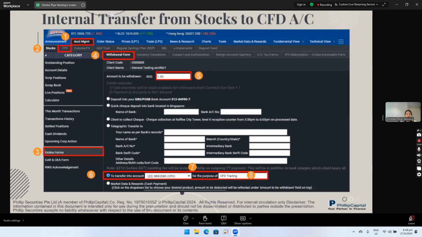Now, there's the internal transfer from stocks to CFD. If you want to fund your account, this is for our existing customers. You go to account management, CFD, and then online forms for the withdrawal form, and then you can just input the amount and transfer into your CFD account.